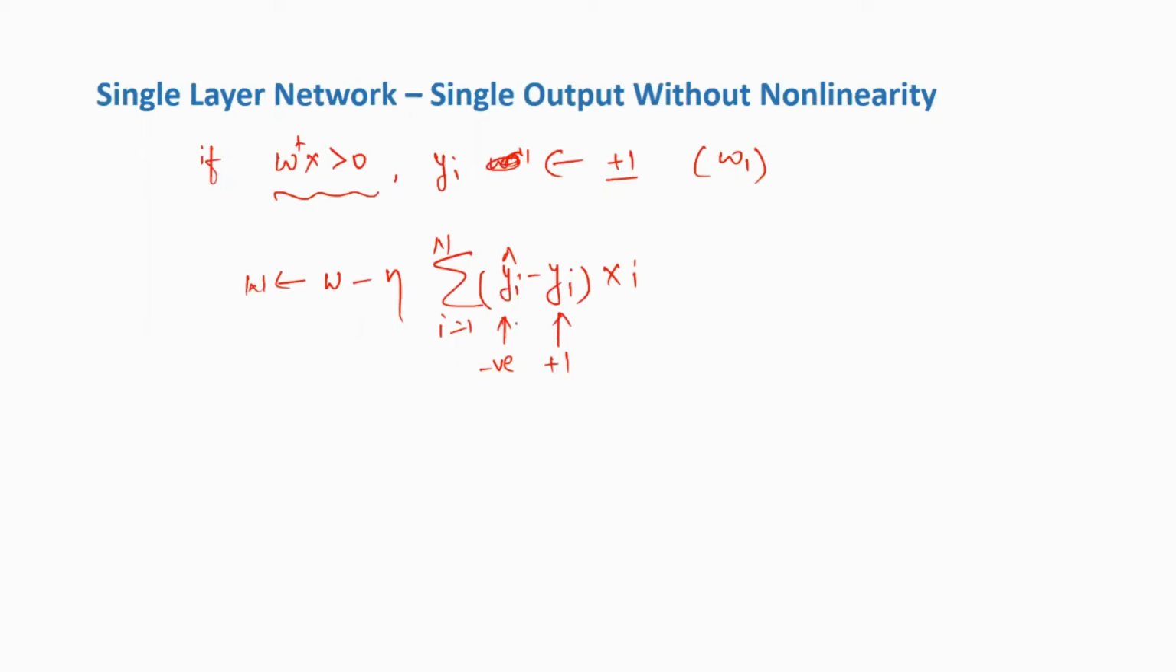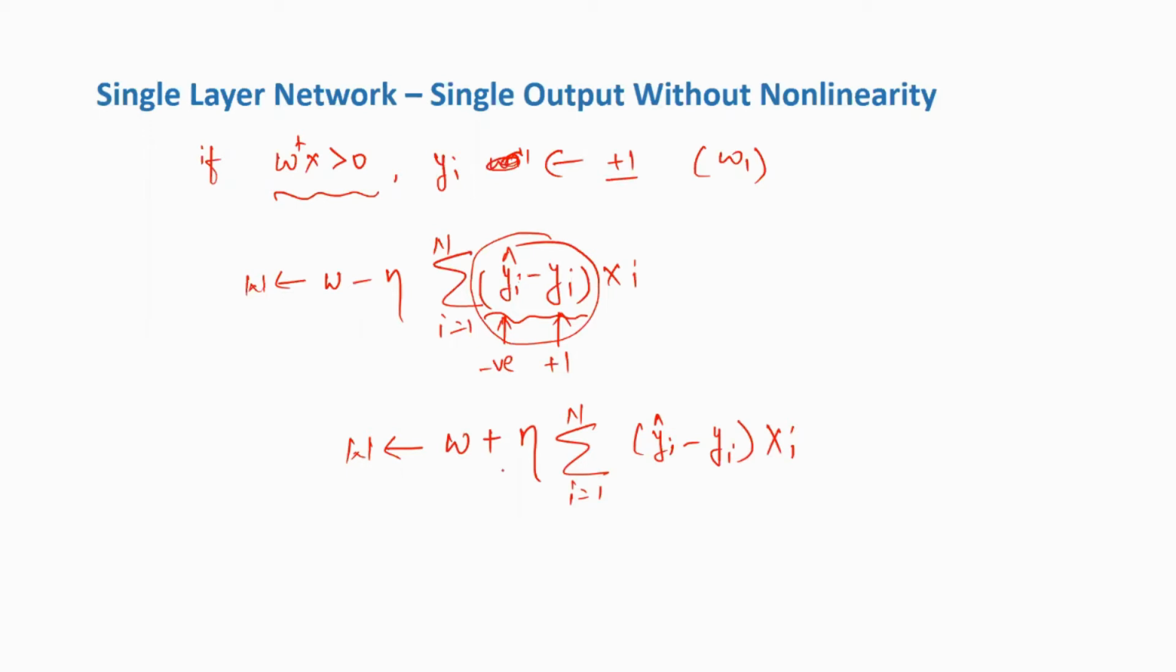In that case, the entire term in the weight updation rule will be negative. Correct or not? Some negative value minus a positive value gives some negative. Then the updated weight is the previous weight, and minus minus gives plus, so plus eta times the summation of i equals 1 to n of (yi hat minus yi) times xi. It means that when xi is misclassified, we are adding a fraction of xi to update the weight vector. Can you see here? Addition we are doing.